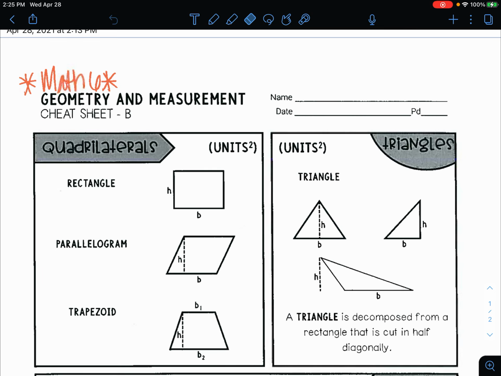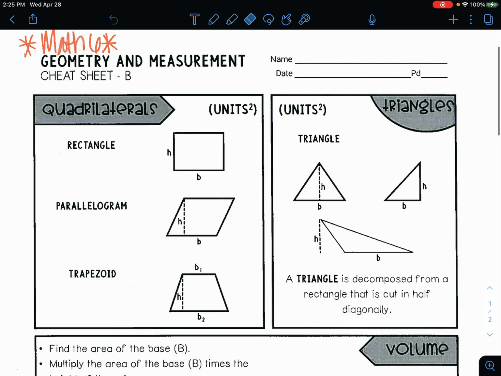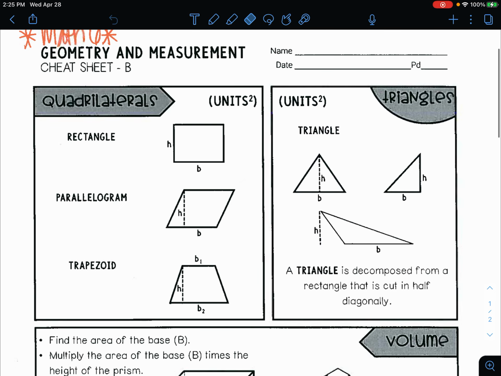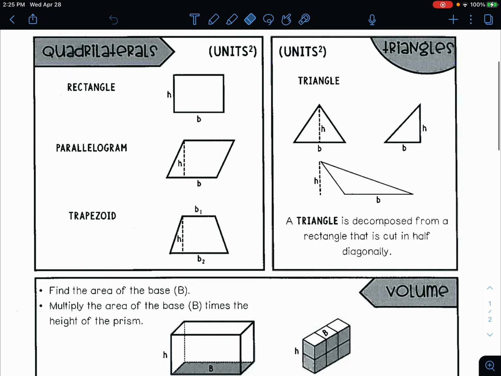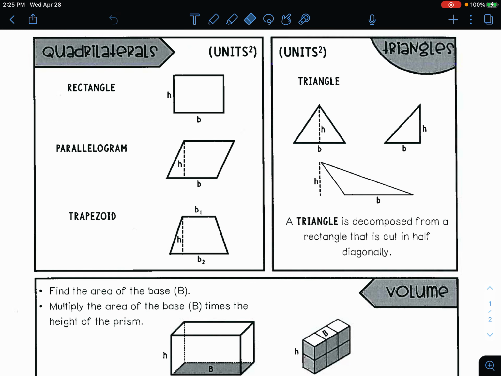In this video, we will be going over a quick review of geometry and measurement. So let's start off with some formulas. A formula for finding the area of a rectangle, which is going to be in units squared, is area equals base times height. Now the base is just one side and the height is like the other side.